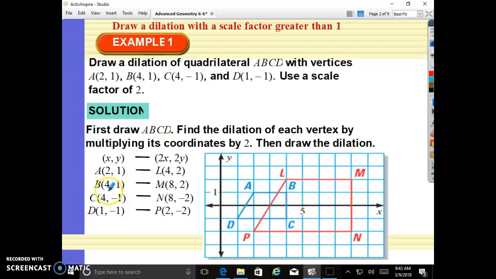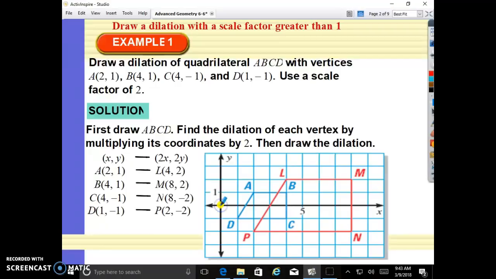For B, 4 times 2 is 8, 1 times 2 is 2. So our image of B is point M at (8, 2), and so on. These are all just multiplying our coordinates by 2, and we get our image points. Anytime that you're dilating about the origin, you multiply your x and y coordinates by the scale factor.